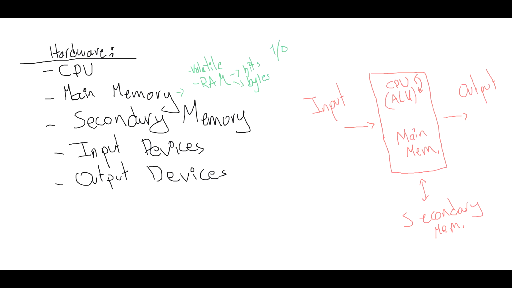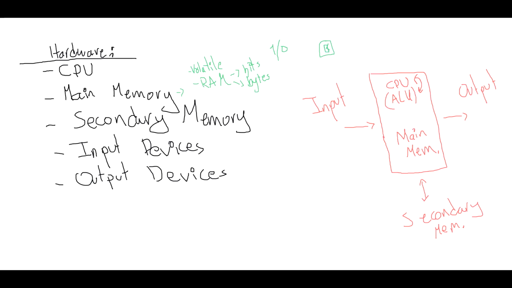1 and 0 mean off or on, false or true. Imagine you have a light switch in your room. This switch can be either on or off, and that's it. It's either on or off.